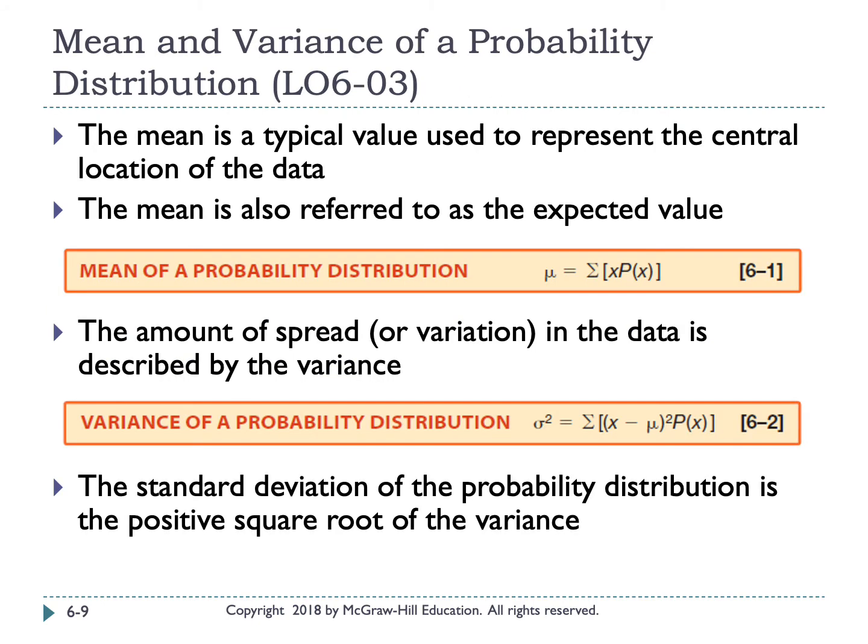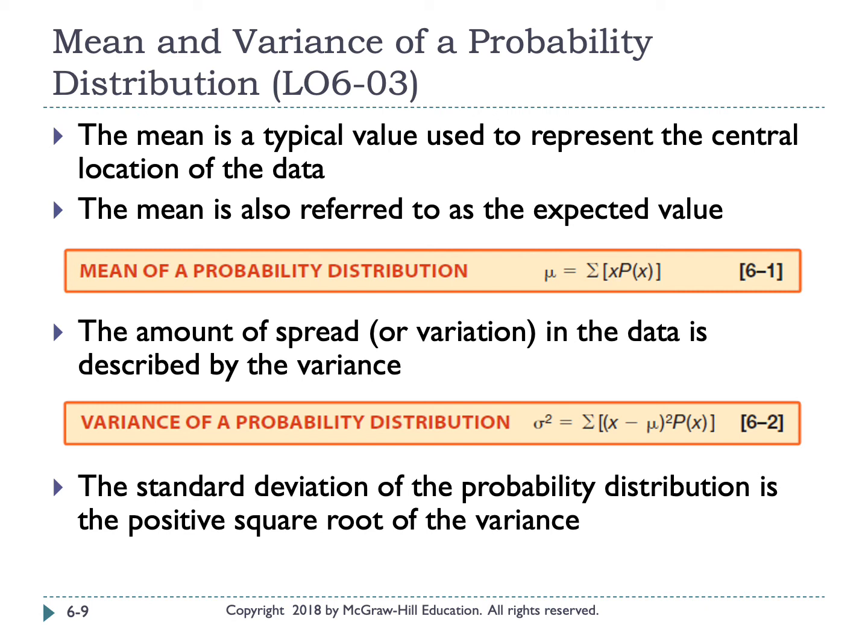So the last thing, and the really kind of meat of this chapter that we're going to focus on, are the mean and variance of a probability distribution. Okay, and so again, going back to an earlier chapter, your mean is just the typical value that we're going to use to represent the centeredness, or the central location, of our data. And here our mean is also referred to as the expected value. And so you can see our formula here.